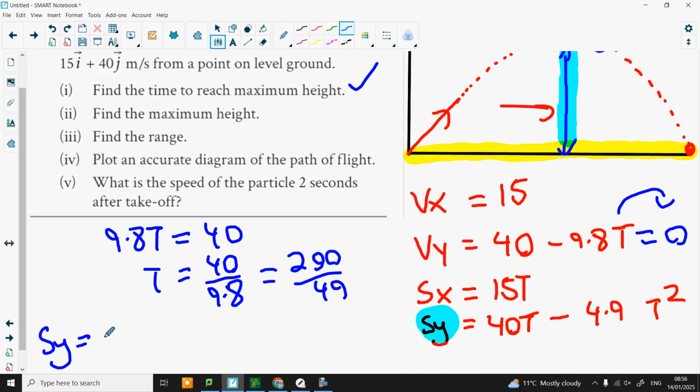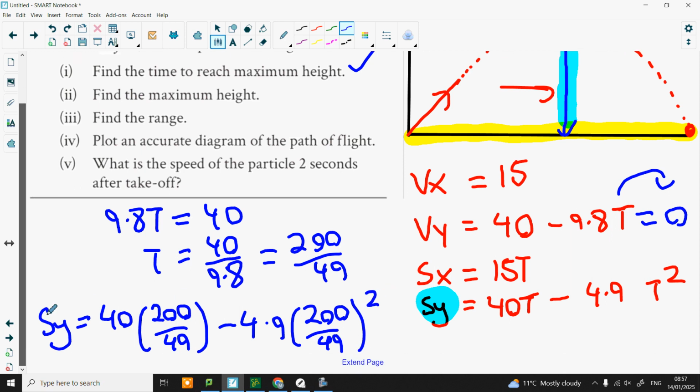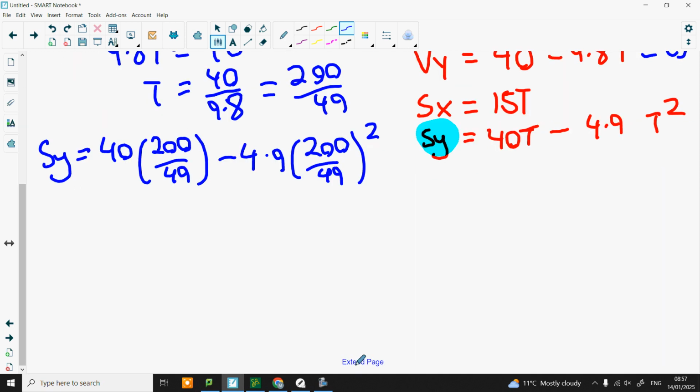Somebody on the calculator with that for me? So it's going to be 40 times 200 over 49 minus 4.9 by 200 over 49 squared. You guys are going to get 4,000 over 49 meters, yeah? Is that okay? You can give it to me in decimal if you want as well.